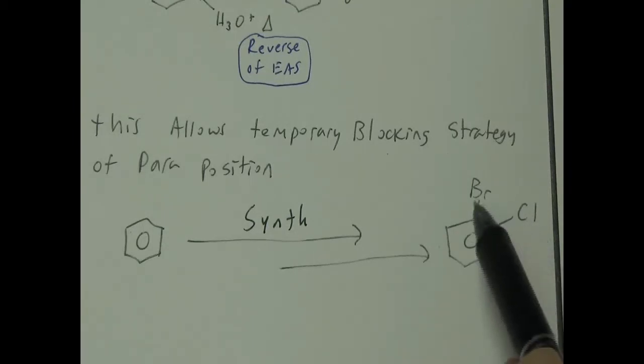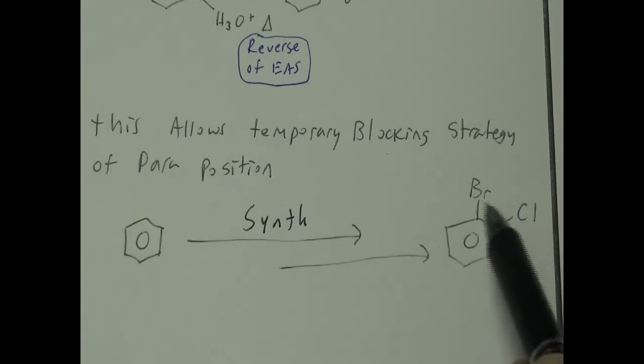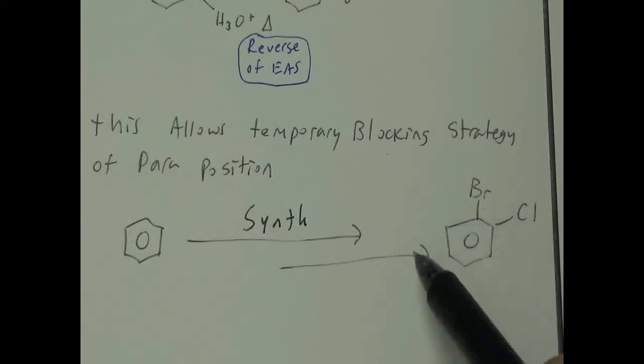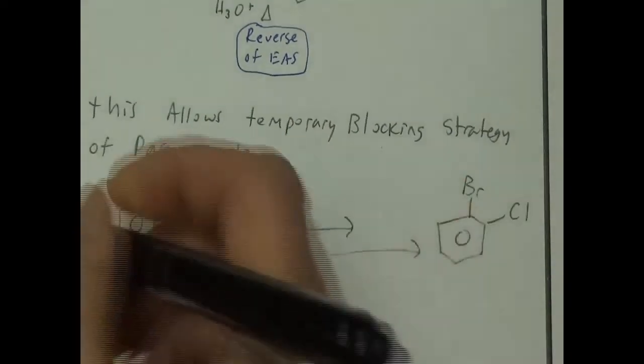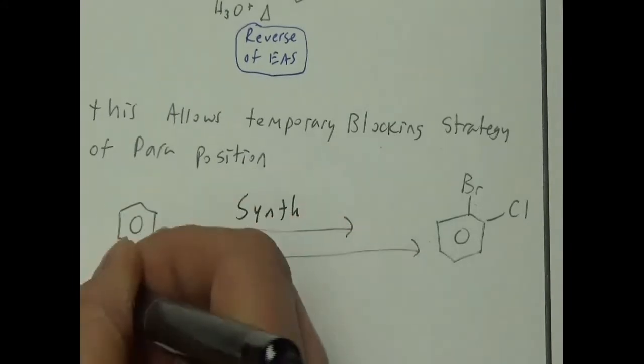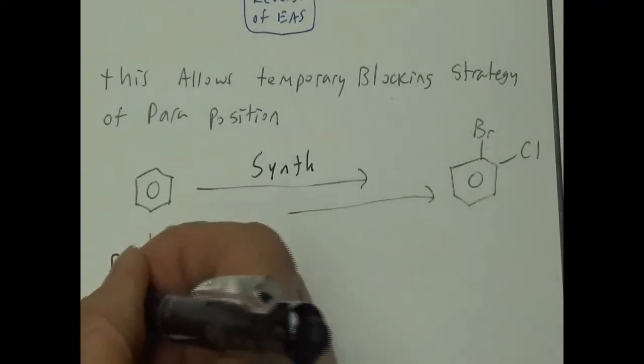So they are ortho-para directors, right? Both of them are. So there's nothing different about their directing ability. So who do we want to put on first, and how do we do it? I don't know. Let's put the bromine on first. Br2 and FeBr3.